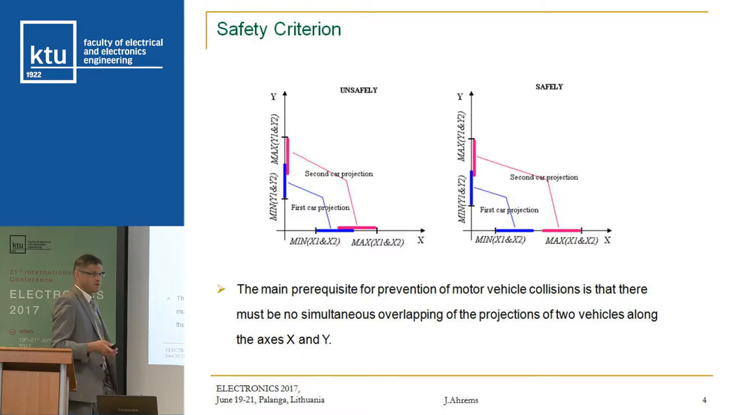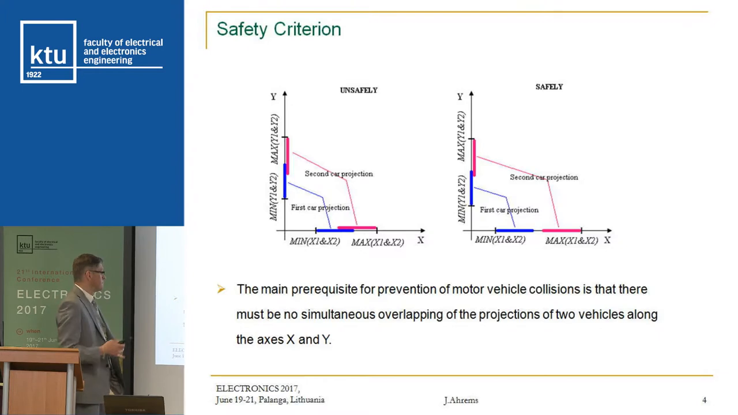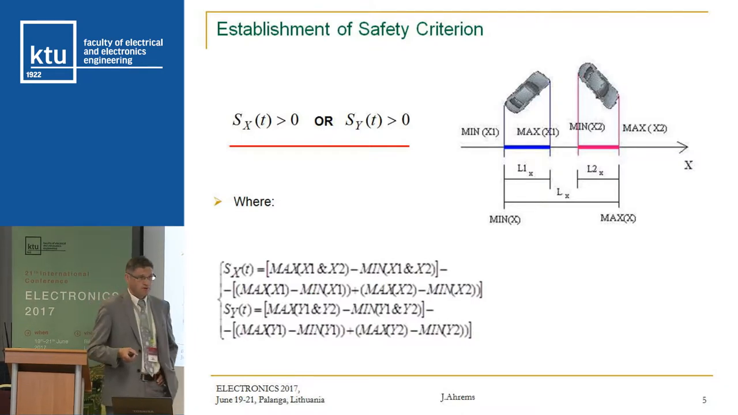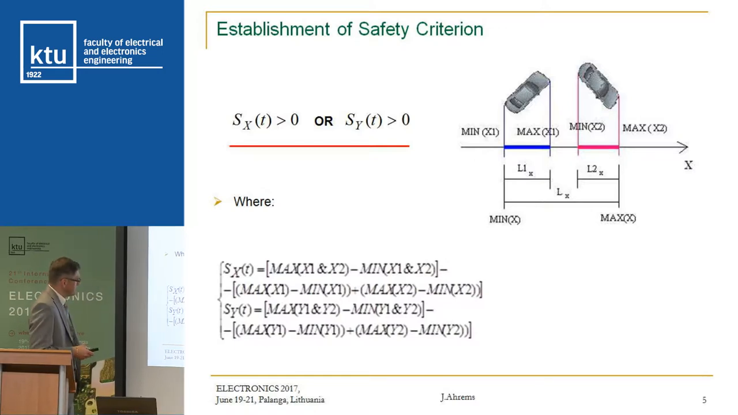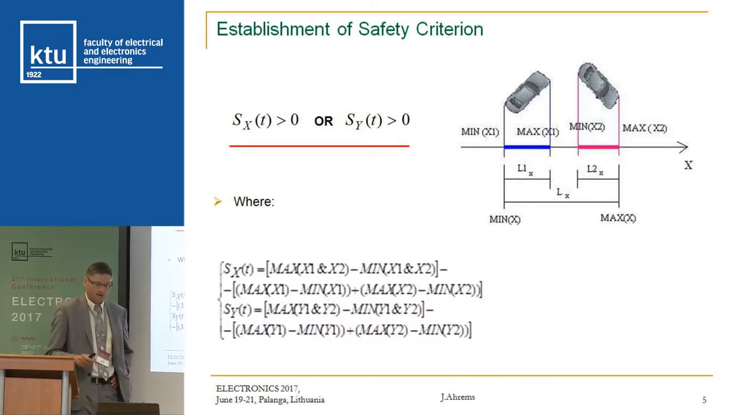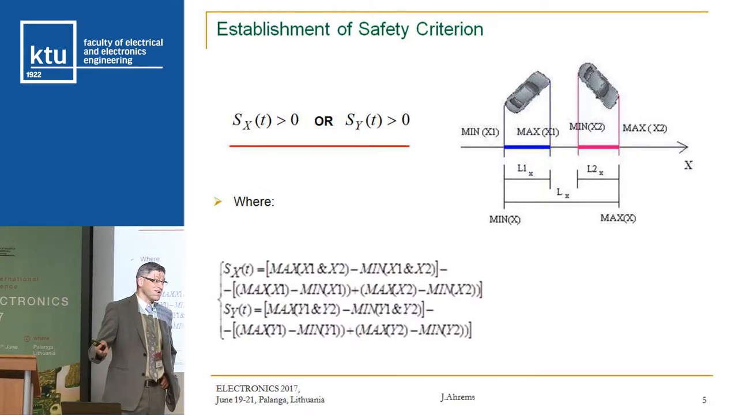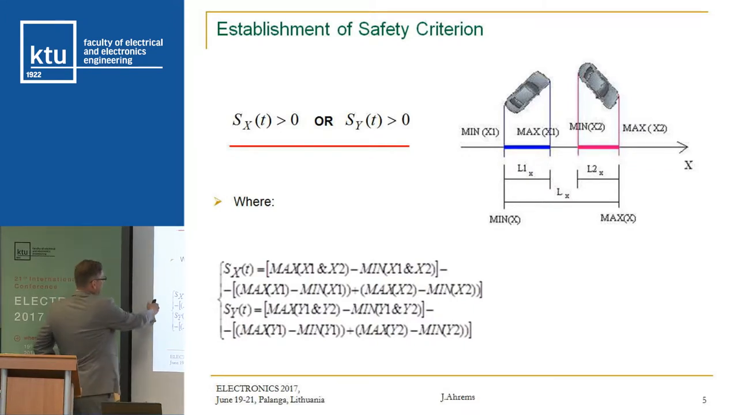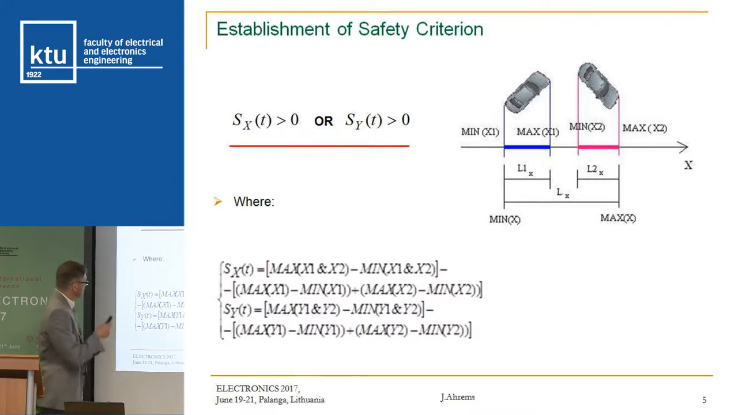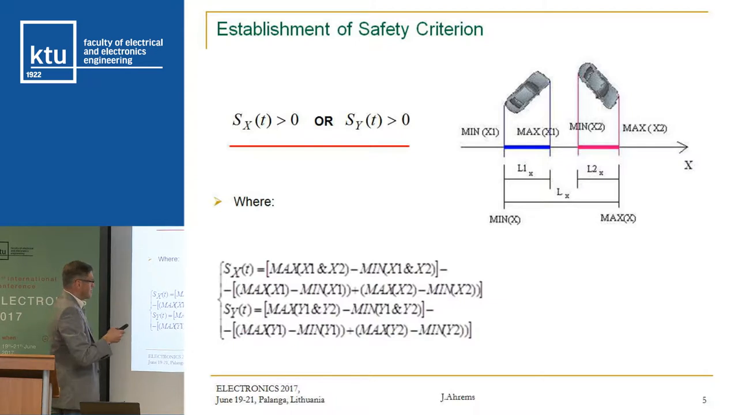Then we have the possibility to establish safety criteria. The main prerequisite for prevention of motor vehicle collision is that there must be no simultaneous overlapping of the projections of two vehicles along the coordinate axes. It's possible to establish it mathematically. In the first step, we create functions S_x and S_y. The letter S is from safety. We create these functions and use these mathematical expressions. And the safety criterion is that this mathematical expression has to hold always.